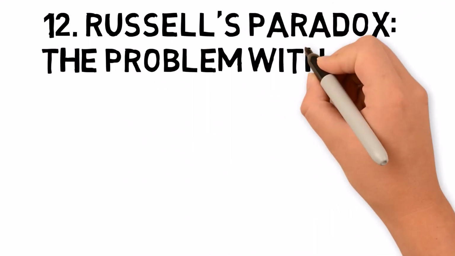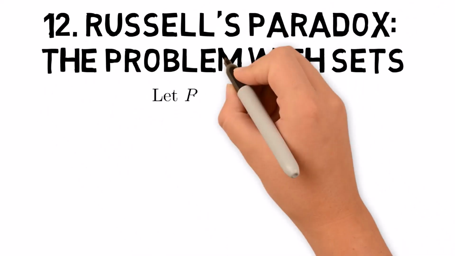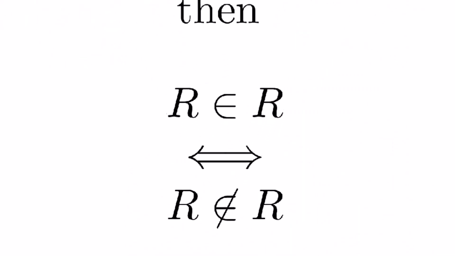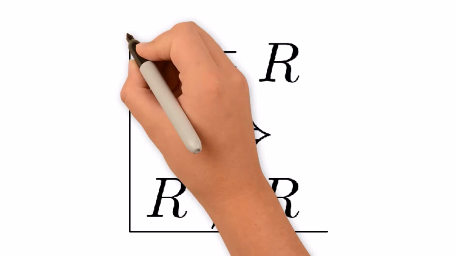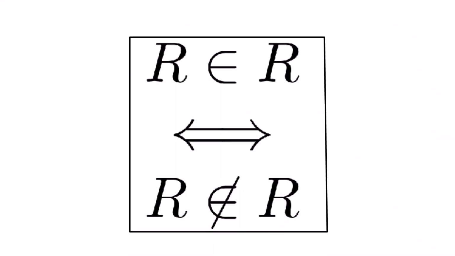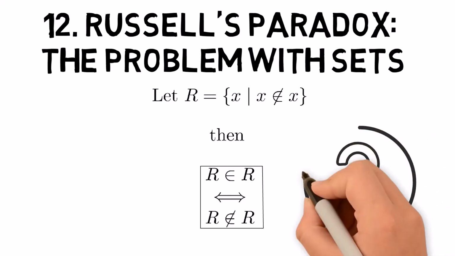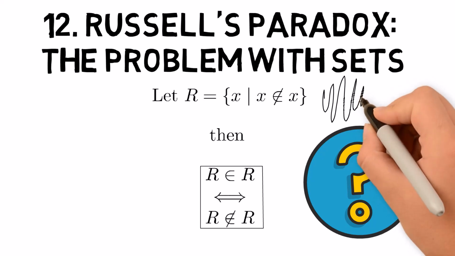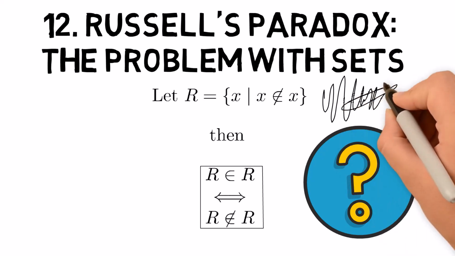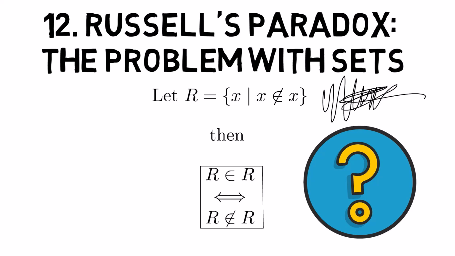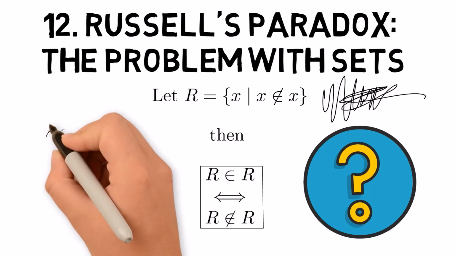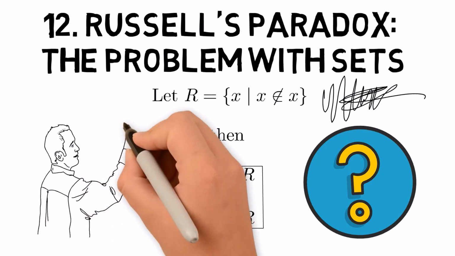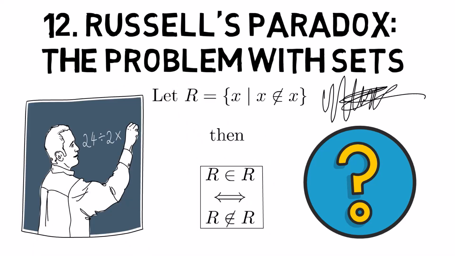12. Russell's Paradox. The problem with sets. Russell's paradox is a problem in set theory, a branch of mathematics. It asks us to think about a set of all sets that do not include themselves as members. If such a set exists, does it include itself? If it does, then by definition it shouldn't. If it doesn't, then it should include itself. This creates a contradiction. Russell's paradox shows the problems that arise when we try to define certain concepts too broadly, leading to contradictions in logic and mathematics.